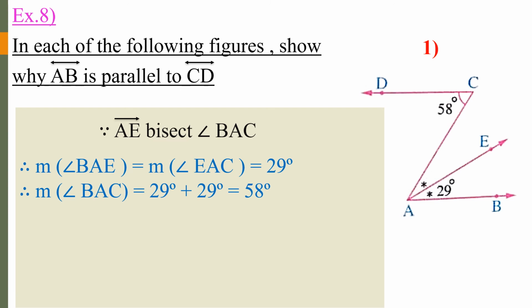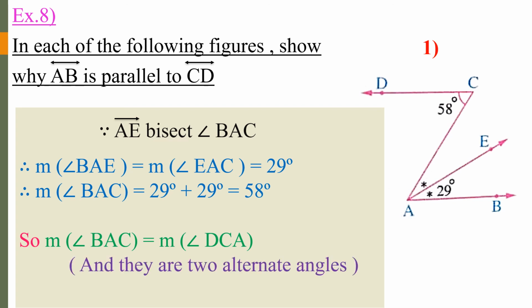And now we can deduce that angle A equals 58 and angle C also equals 58. So the measure of angle BAC equals the measure of angle DCA as alternate angles. Then AB is parallel to the straight line CD.